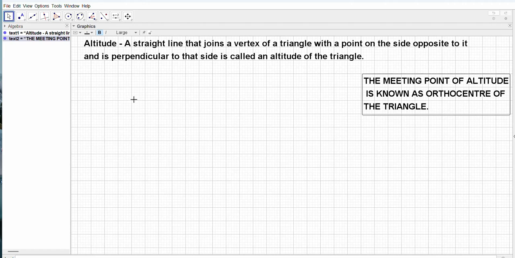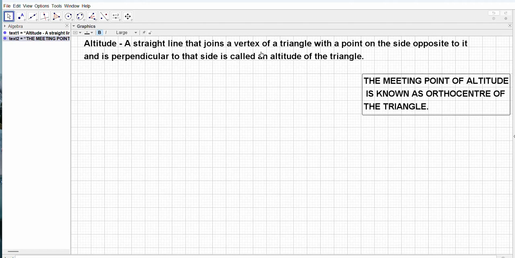Now next I am going to explain to you about the altitude of a triangle. So if you see the definition, an altitude is a straight line that joins the vertex of a triangle with a point on the side opposite to it and is perpendicular to that side. Here also the line will join a vertex and a point on the opposite side, but in the previous case when it was a median, the line was joining the vertex to the midpoint of the opposite side.